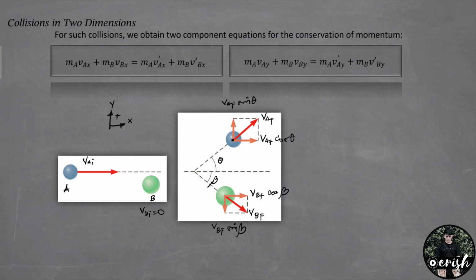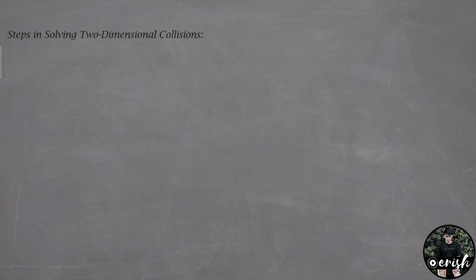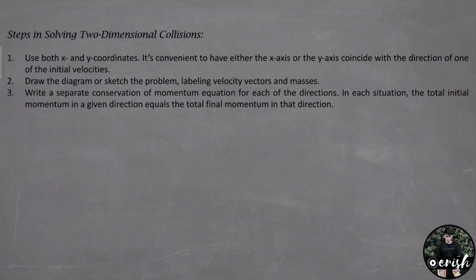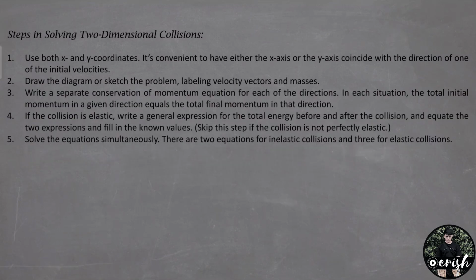Like the other quantities we discussed from our previous topics, whenever it is two-dimensional, the x and y components always occur together with the angles. We also have steps in solving two-dimensional collisions: number 1, 2, 3, 4, and 5.